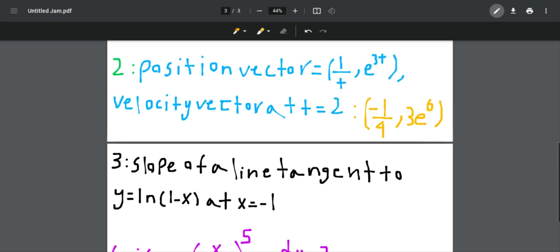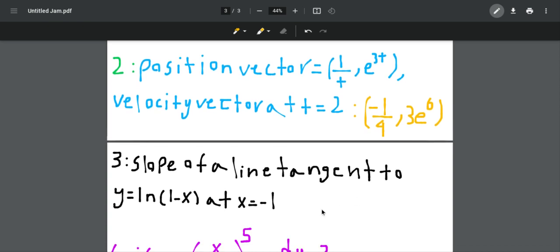In this question, we want to find the slope of the line tangent to the function y equals natural log of 1 minus x at x equals negative 1. Always, when you see tangent, you should go for a derivative. The slope of the line tangent to a function or a graph is the derivative of that function. So we should differentiate y equals natural log of 1 minus x with respect to x, and then evaluate it at x equals negative 1.